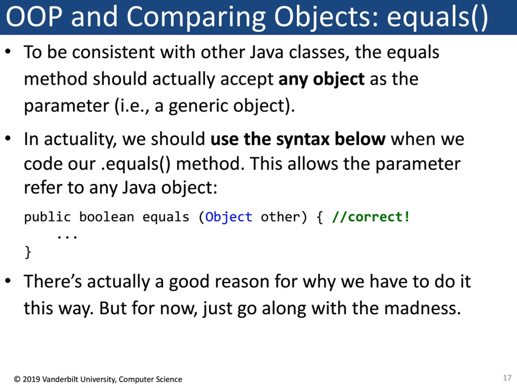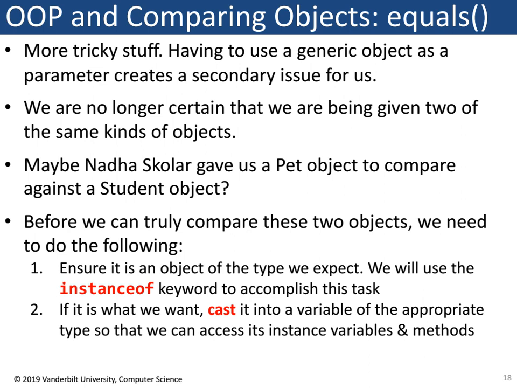And there's a very good reason for why we have to do it this way. Like we said, we're not going to discuss all the details. Just for now, understand that this is the right way to do it. But there's a little bit more tricky stuff to talk about. Since we have to use a generic object, before we can try to access any of the instance variables or instance methods inside that object, we have to verify that the type of the object is actually right.